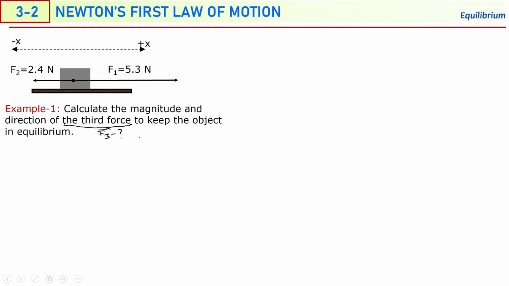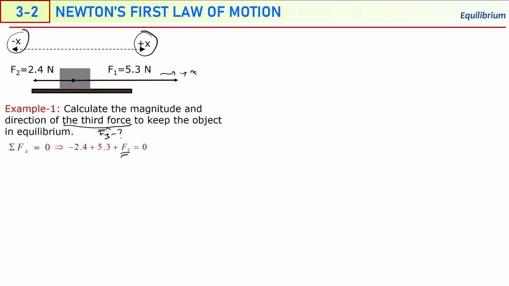This third force will keep the object in equilibrium. Because all the forces are along the x-axis, I am going to use the vector sum of all forces along the x-axis equal to 0. When you write these forces into the equation, you should only care about the direction of the forces. If the force is in the positive x direction, you write it into the equation as positive. If the force is in the negative x direction, you write it as negative. As you see, F2 is in the negative x direction, so it must be written as negative 2.4, but F1 is in the positive x direction, so it must be written as positive 5.3. And we are going to add a third force to this system, which is unknown.